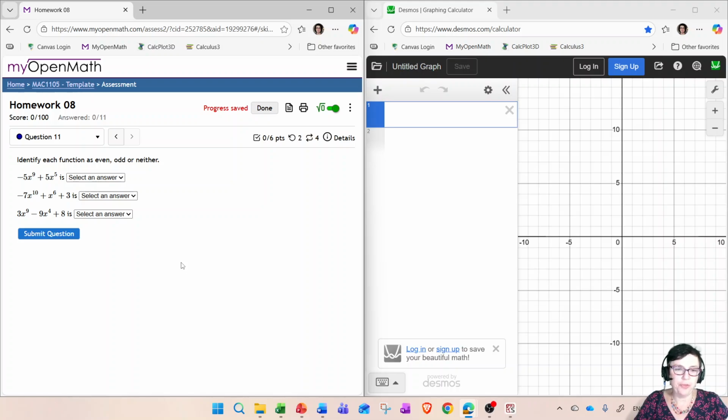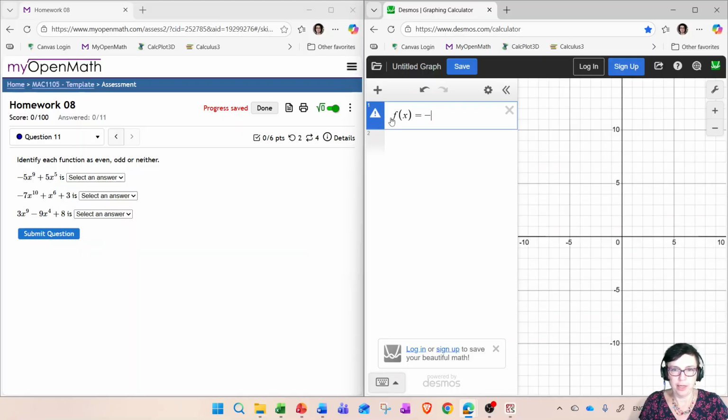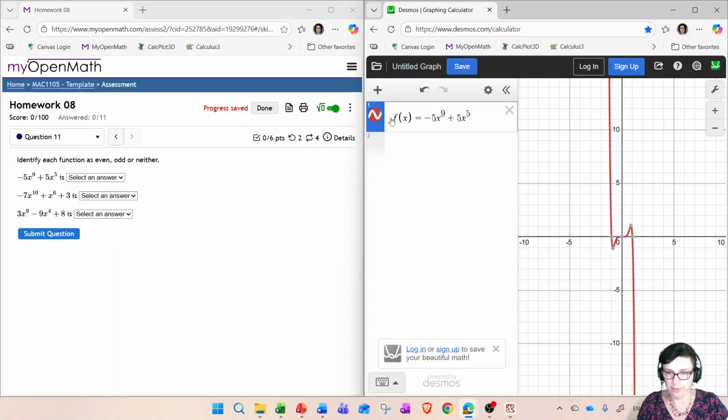Let's see if we can figure out if a function is even, odd, or neither. First, I'm going to show you the graph, and let's see if we can find some pattern. Okay, we've got negative 5x to the power 9 plus 5x to the power 5.